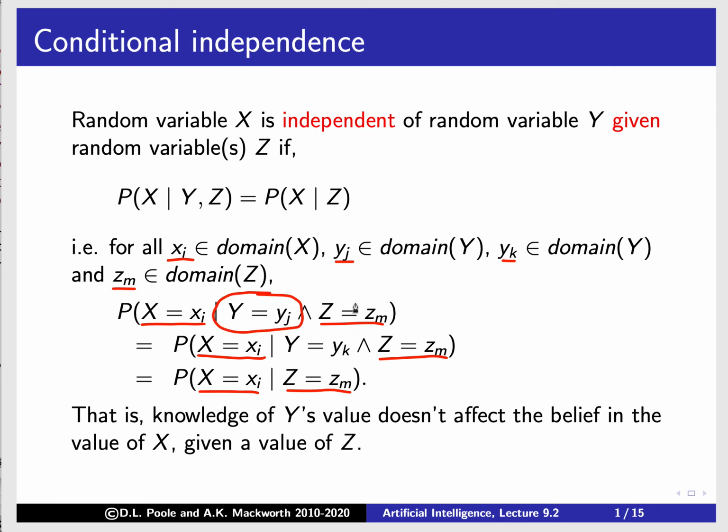And what's important here is that these three things say that if we have y equal to yj, it's the same as having y equal to yk. So it doesn't matter if we change the value of y, we're not going to change the conditional probability. And it's the same as not having anything about y. So we can interpret this as: the knowledge of y's value doesn't affect the belief in the value of x given a value for z. So that's what we're going to mean by independence.